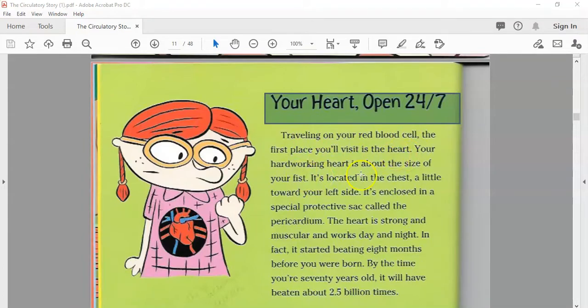Your heart working hard is about the size of your fist. So boys and girls, yes, if you were to close your fist like this illustration, that's how big your heart is. So go ahead and close your fist so you can see how big your heart is. It is located in the chest, a little towards your left side. It's enclosed in a special protective sac called the pericardium.